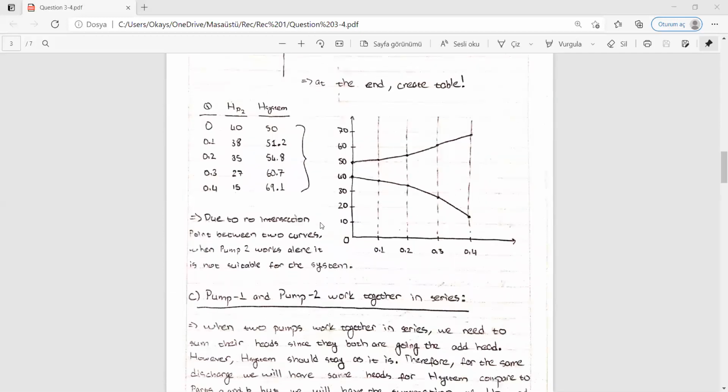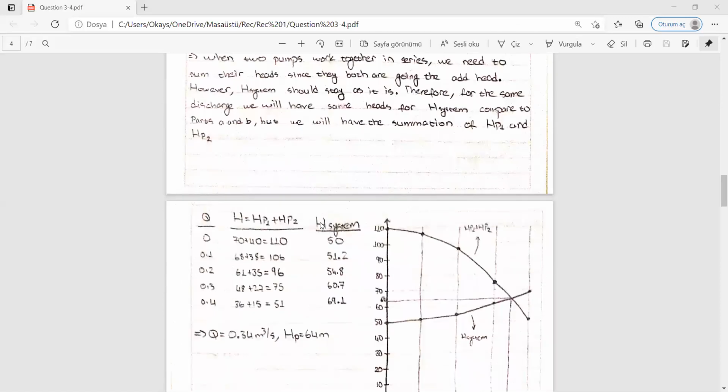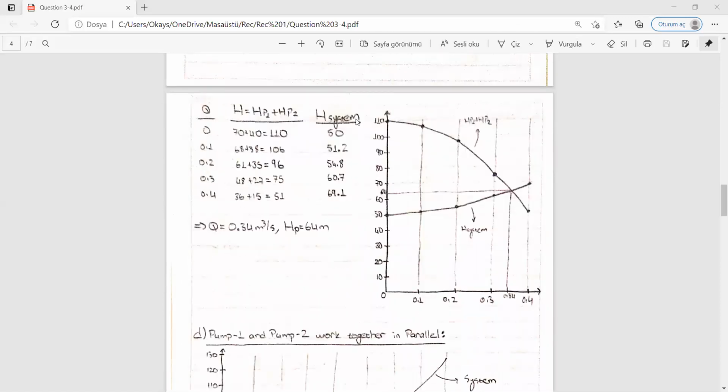So, where was I? Okay, I'm here. What I said: the discharge won't change. Since the discharge is not changing and we are using the same system equation, these values won't change, but the only difference is coming from here. Since we are using pump 1 and pump 2 in series, we will add their heads together for the same discharge value, and we will sum them and we will get these values.